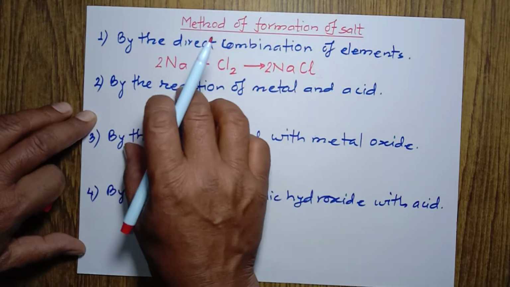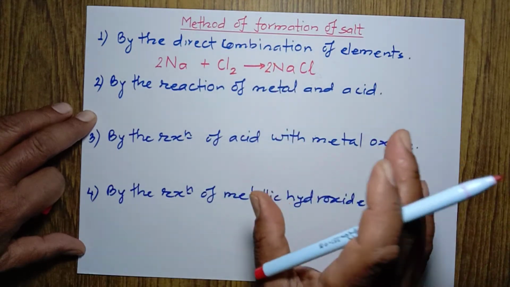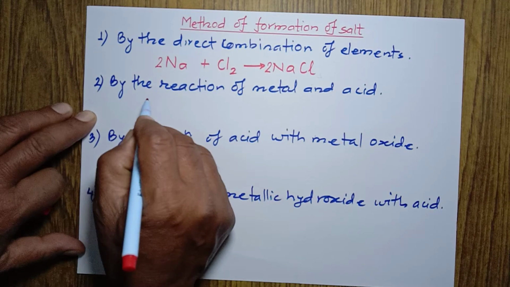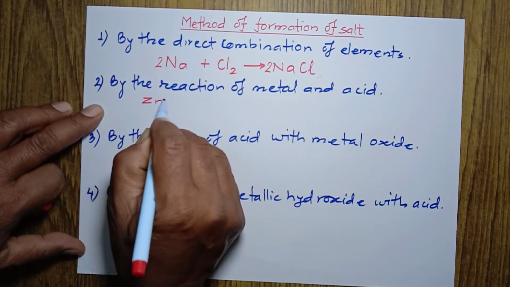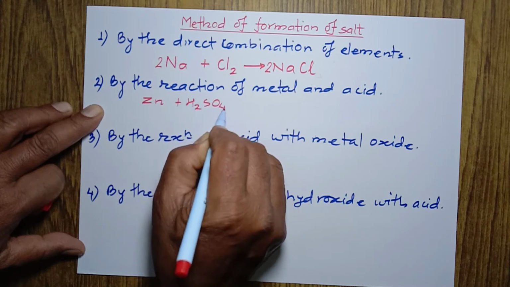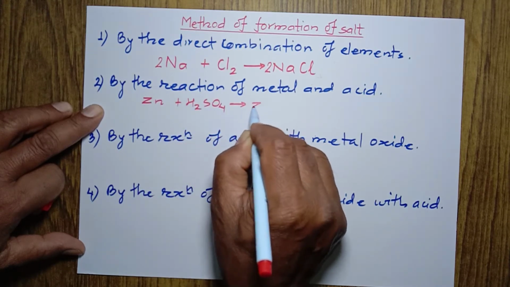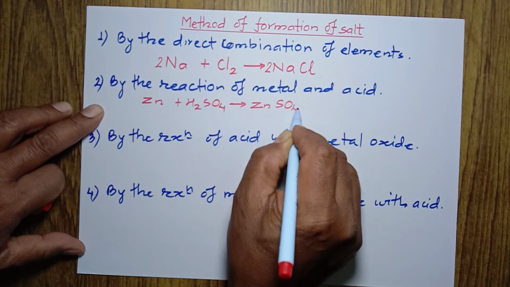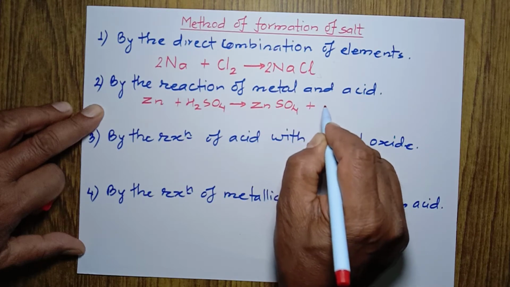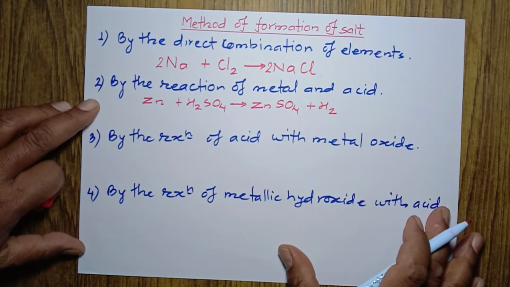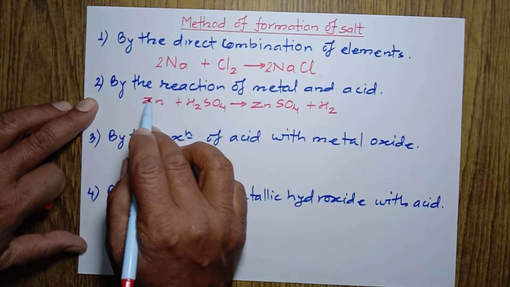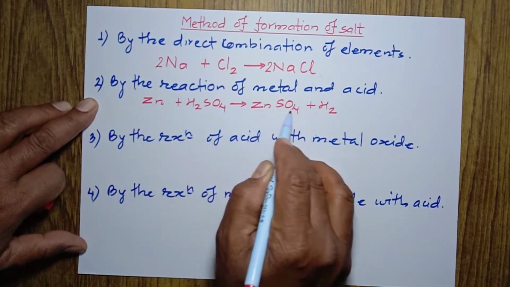But now let's talk about the second method of preparation of salt, by the reaction of metal with acid. Just for example, this is a metal, zinc. When zinc reacts with sulfuric acid, then what happens? Zinc sulfate forms. Zinc valency 2, sulfate valency 2, equal valency, no exchange, and hydrogen comes out in this reaction. This way, this metal is reacting with this acid and this is the salt.